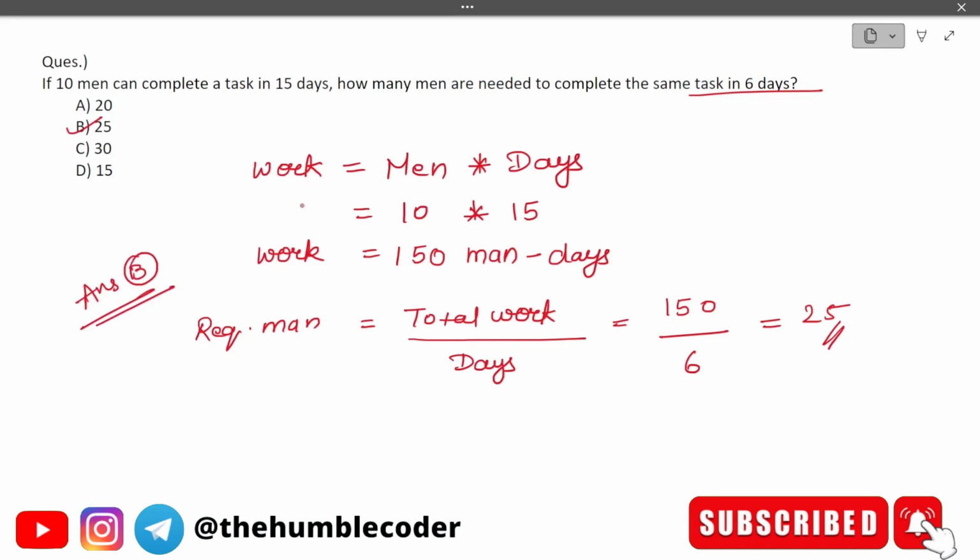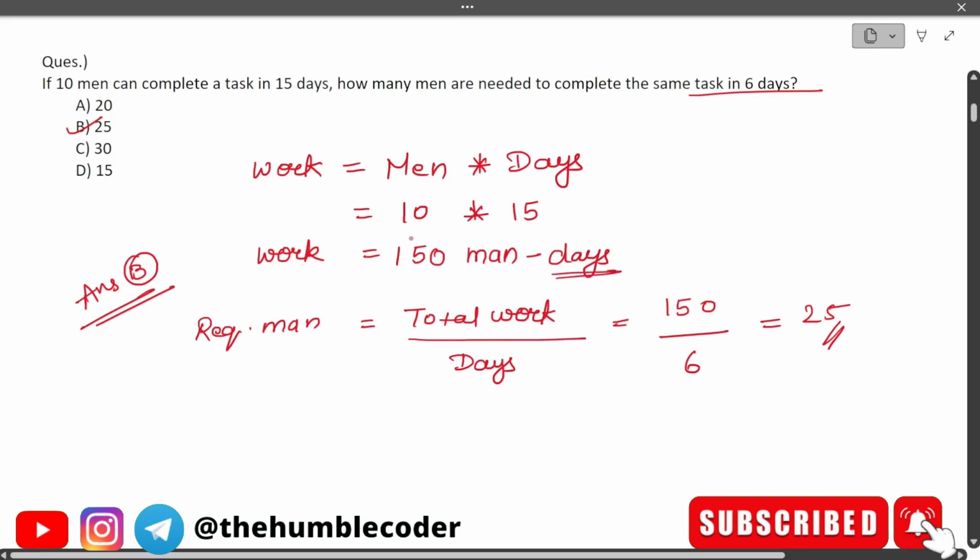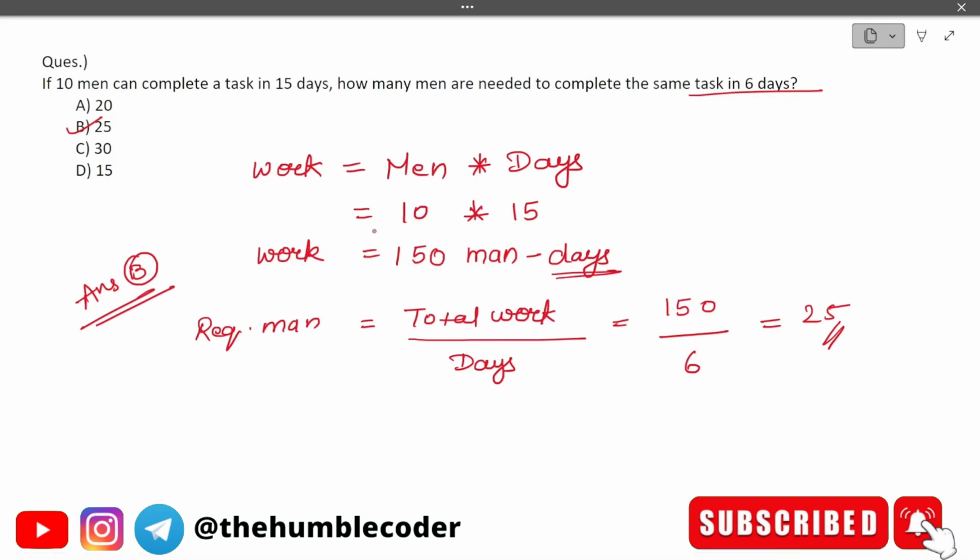I'll revise this question again. Whenever a requirement is asked, what we have to do is total work upon days. Now the work we need to convert into man days, so we are changing the value in terms of the days unit. When we have found the total work in terms of man days, we get 150 here, then we put 6 days here, and when we cancel, the final answer comes to be 25. So 25 men are needed to complete the same task in 6 days.